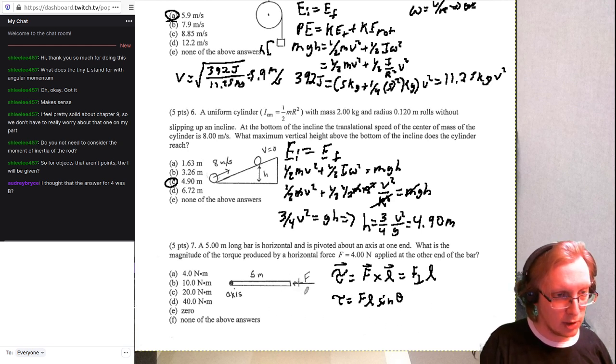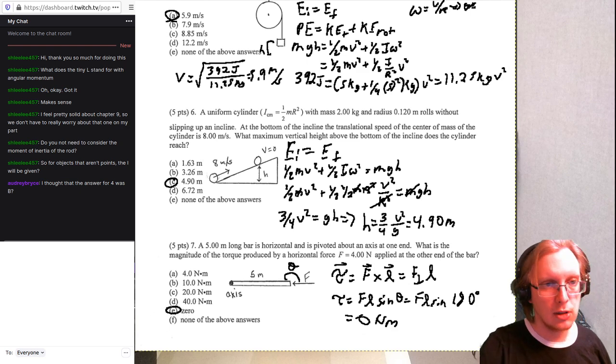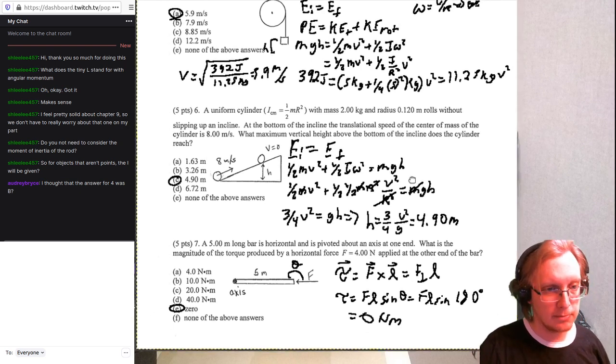Well, this angle here, that's our theta. So we end up with F L sine of 180 degrees. Well, that's 0 Newton meters. Another way to look at that is, this F is parallel to my L, therefore there is no perpendicular component of my F, and so 0. Moving right along.